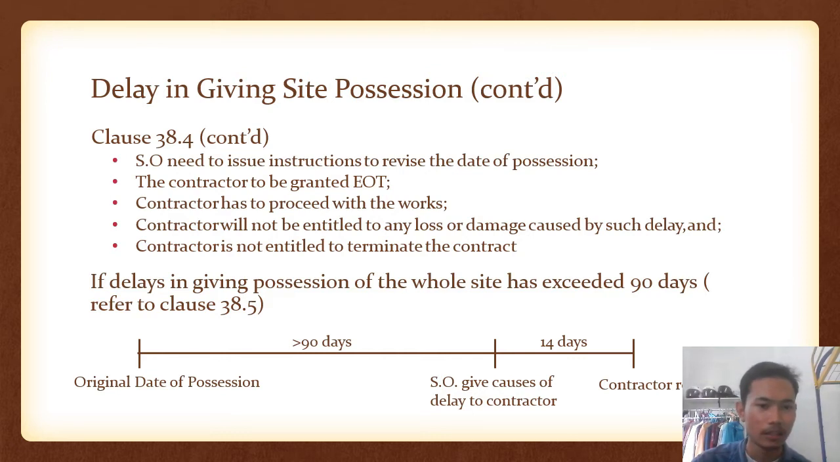And this is delay giving exceed 90 days in clause 38. From the original date of possession, the time given is more than 90 days, and 14 days for the SO giving the causes of delay of contract, and 14 days time to contractor to reply to the SO.